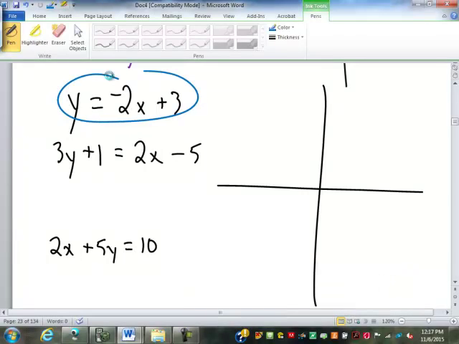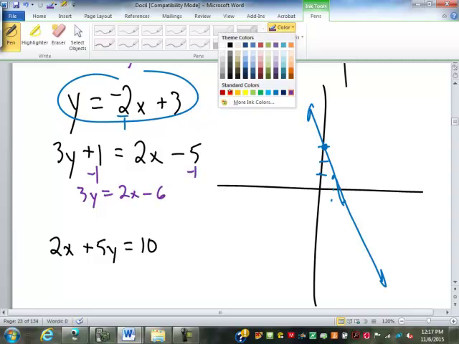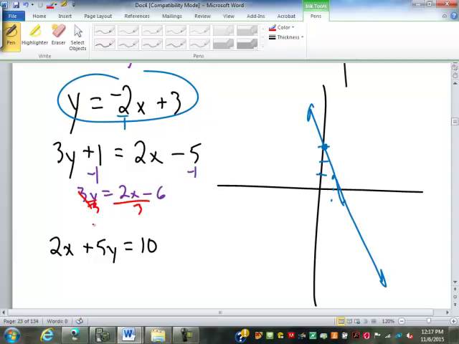So the first one up here, we're just going to start at positive 3. And then, of course, it's negative 2, so it's negative 2 over 1. So we're going to go down 2 over 1. Down 2 over 1, like that. The second one, we have to get y by itself. So we have to subtract 1. So we've got 3y equals 2x minus 6. And then divide by 3. So we got y equals 2/3 x minus 2. So we start at negative 2. And that's up 2 over 3. Like that.